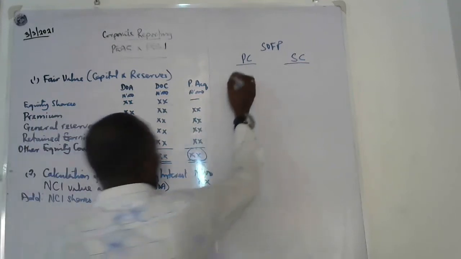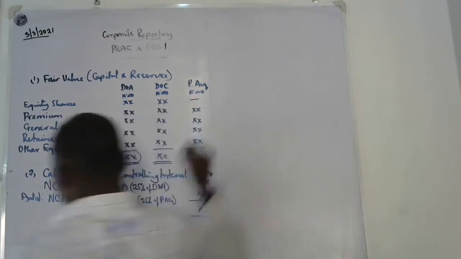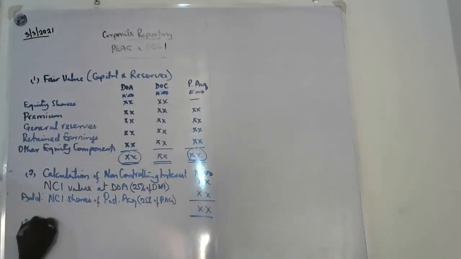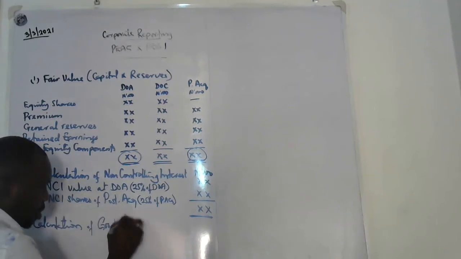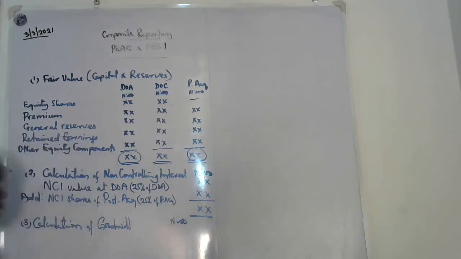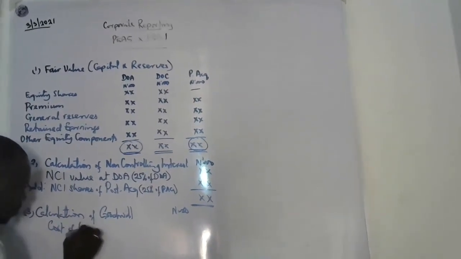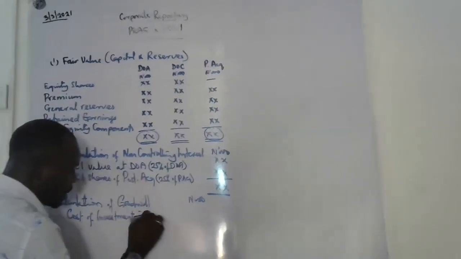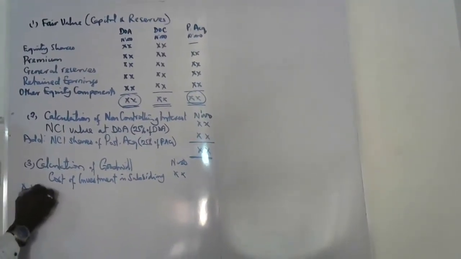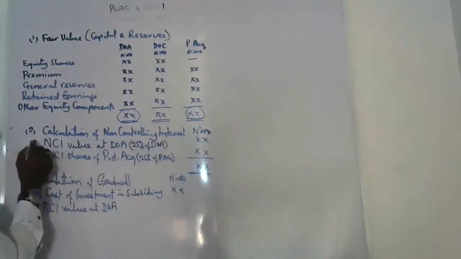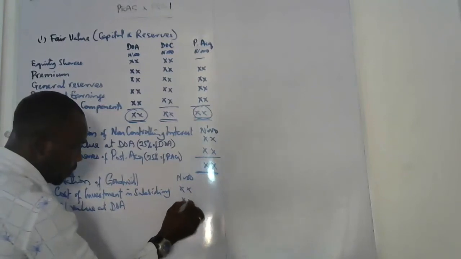The next item to calculate is goodwill. I'll say working note three, the calculation of goodwill. Goodwill is calculated as cost of investment in subsidiary, plus NCI value at DOE. The value here is to be added here, then to have our purchase consideration.